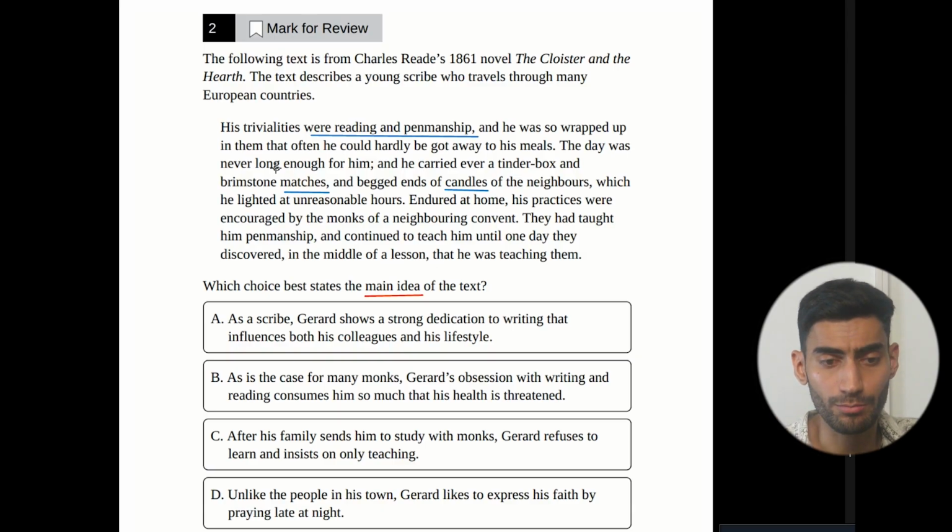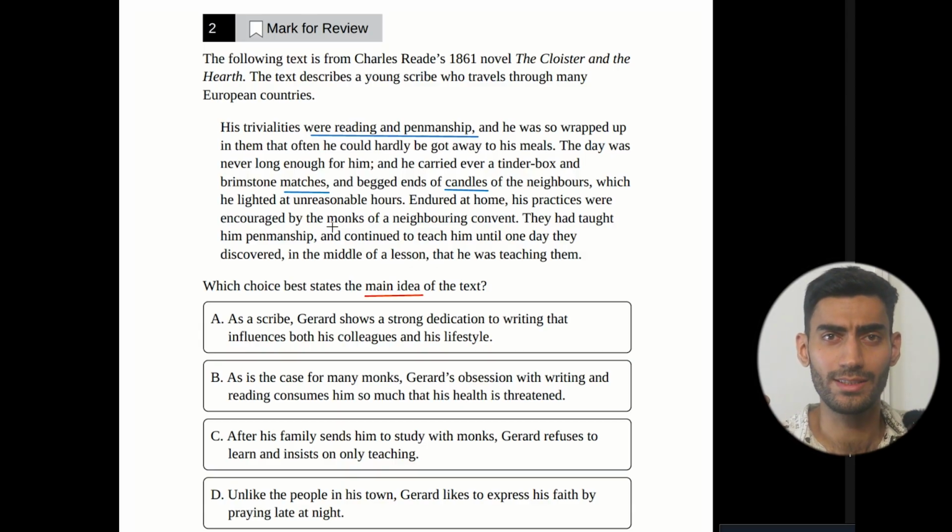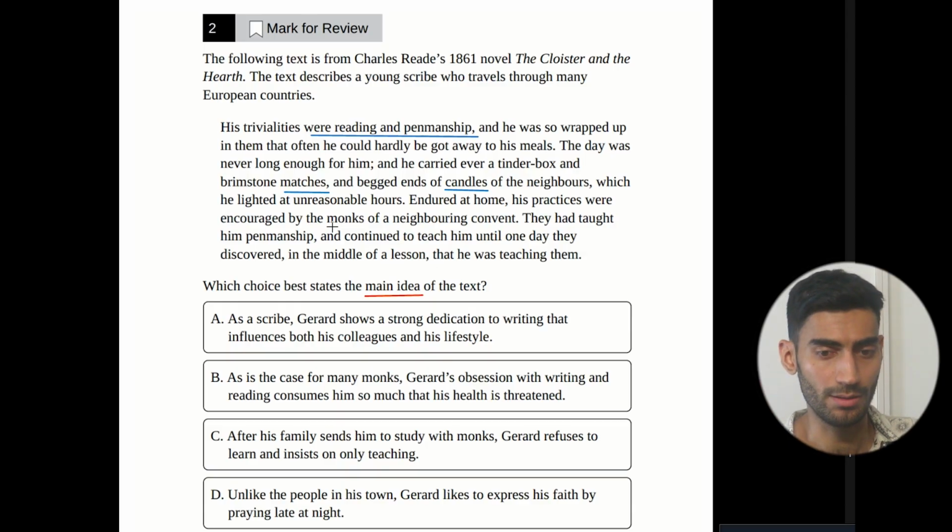So if I don't know what brimstone is or a tinderbox is, I can still get the idea, I can still get the gist of this text. So don't be intimidated by these words and just keep reading and see if you can understand what this is about. Like a storybook, right?